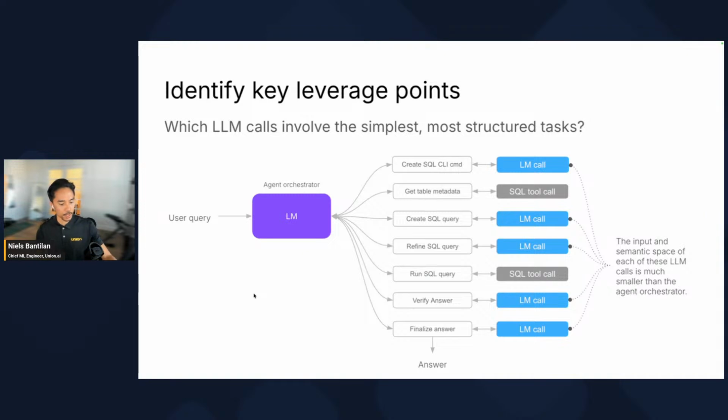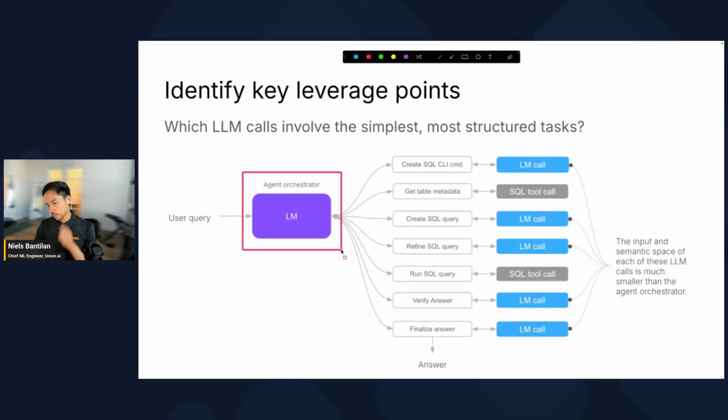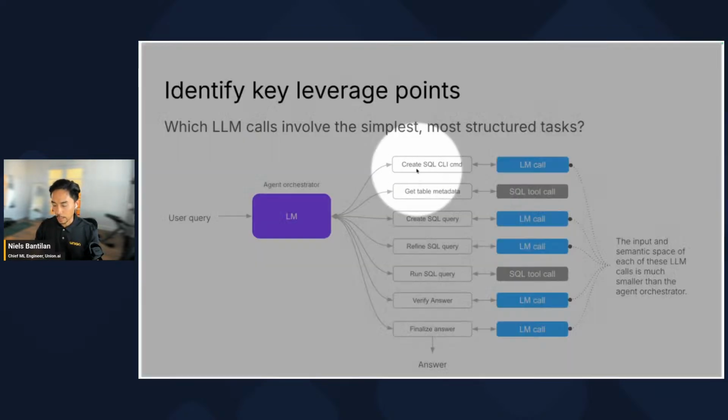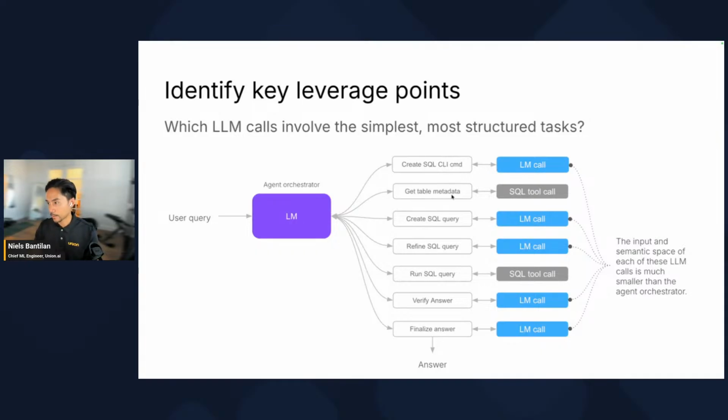So if you recall the outline of this strategy, the first part is to identify key leverage points. So basically, you're asking the question, which involve the simplest, most structured tasks, the things that you could probably delegate to a smaller, lower capacity model. And obviously, as I said earlier, you probably don't want to swap out everything for an SLM. Maybe you can do it in some cases, but generally, based on what I've seen and what I've found, the tool calls are generally the place where you want to invest, swapping out LLMs for SLMs.